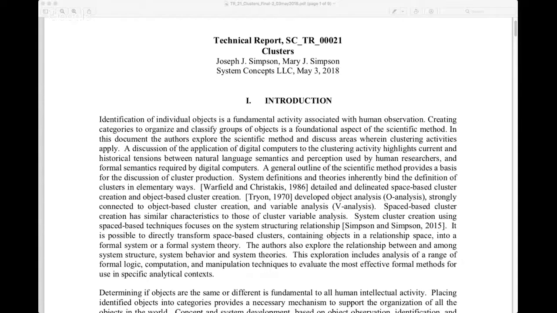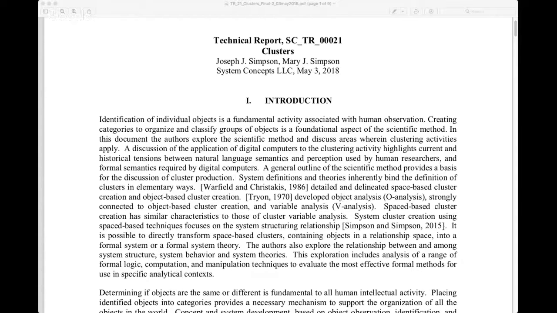Today we'll be talking about the concept of clustering. We'll be doing that in general and trying to identify areas where clustering is used in the scientific process, in the reasoning process, and in the evaluation process. So it's kind of a high-level overview.